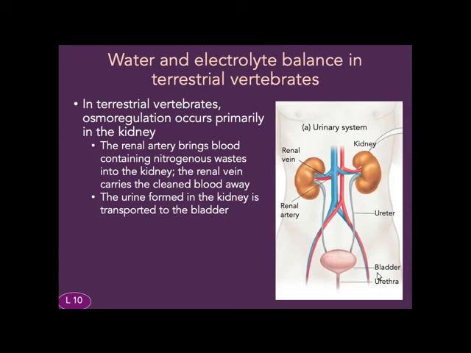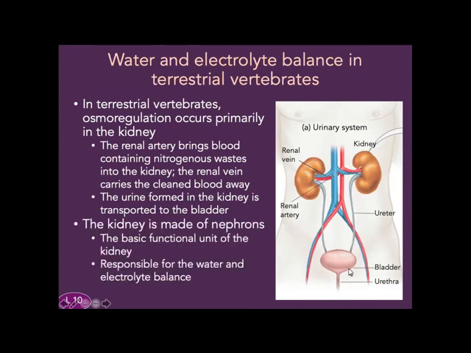So we get to talk about this a little bit in Lab 10, but in terrestrial vertebrates, osmoregulation occurs primarily in the kidney. And so this is a human, basically. So the renal artery, right here in red, brings blood that contains the nitrogenous waste into a kidney, and the renal vein will carry the clean blood back out, okay? And then the urine formed in the kidney is transported into the bladder for storage.